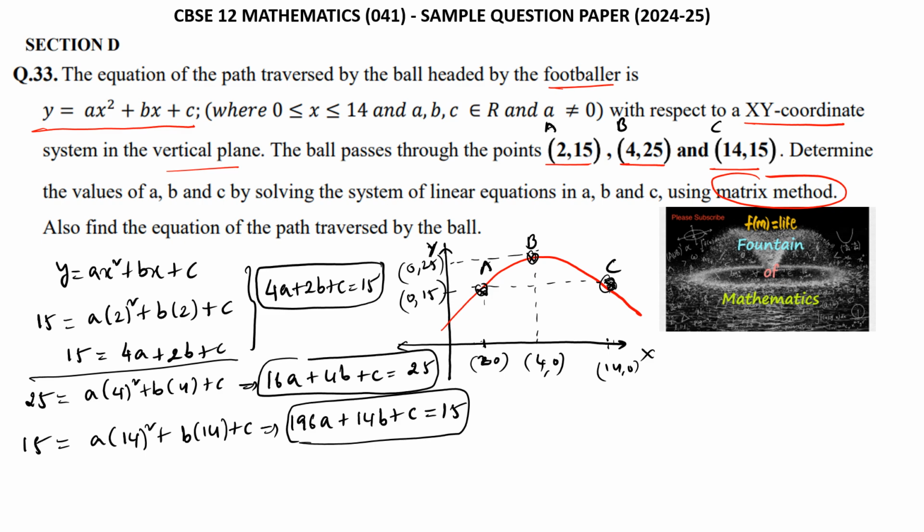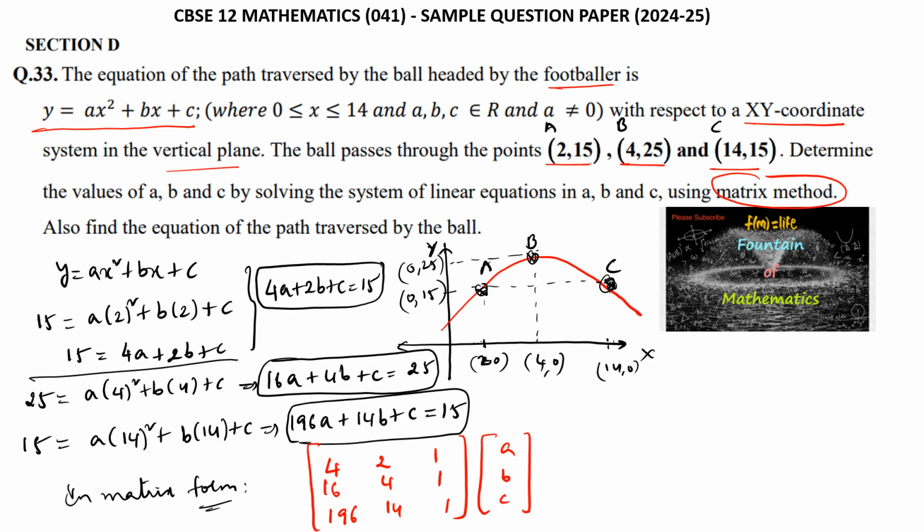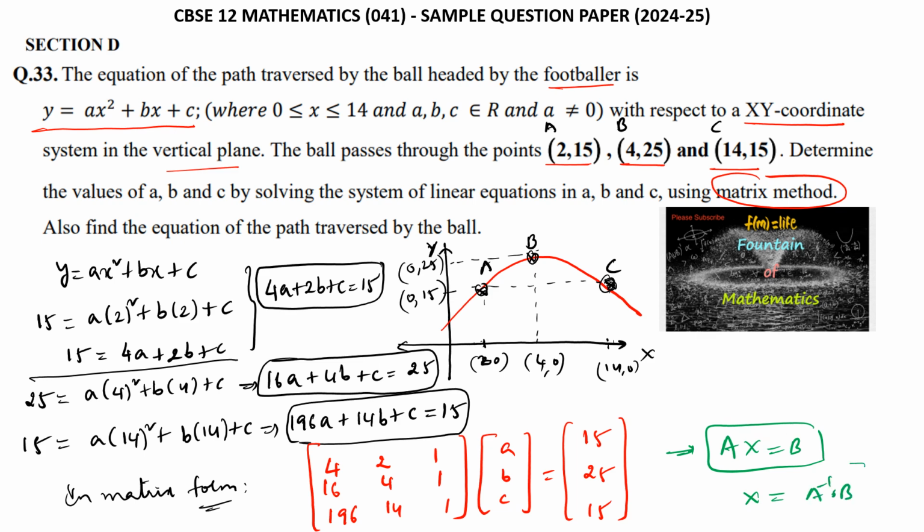So representing the three equations in matrix form, we can write 4, 2 and 1; 16, 4 and 1; 196, 14 and 1. Here the variables are a, b, c. The a, b, c matrix is equal to the constants 15, 25 and 15. Which is in the form of AX is equal to B. And to solve it, we need to apply X is equal to A inverse into B method.